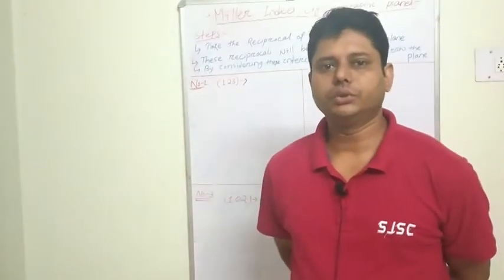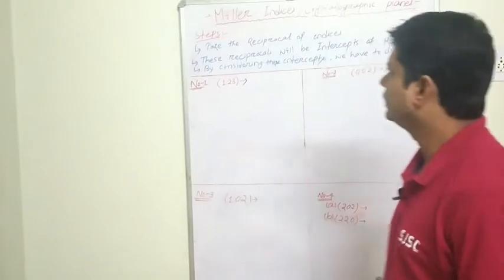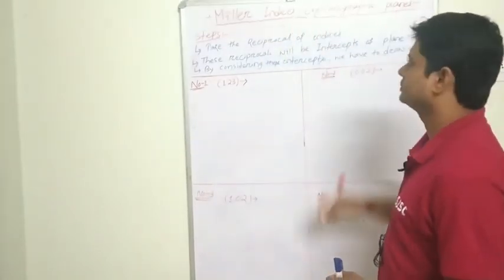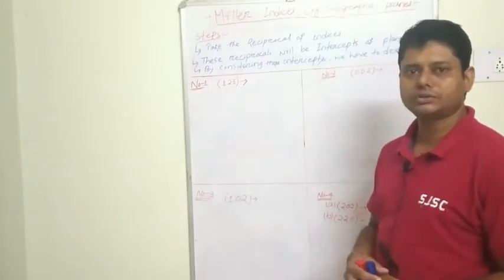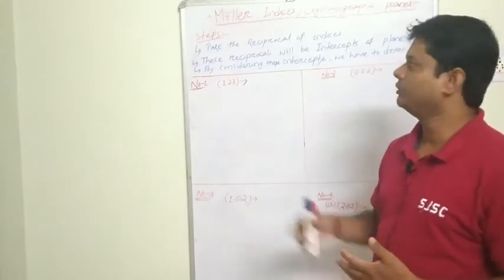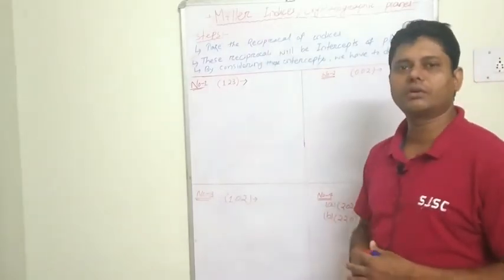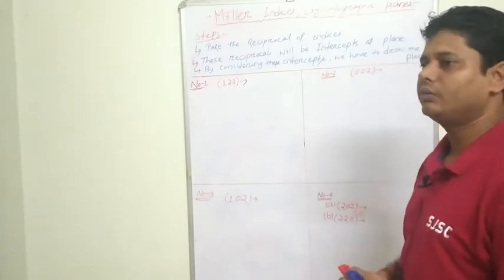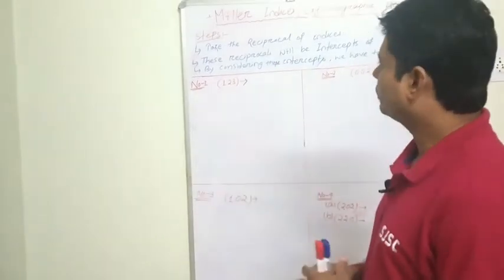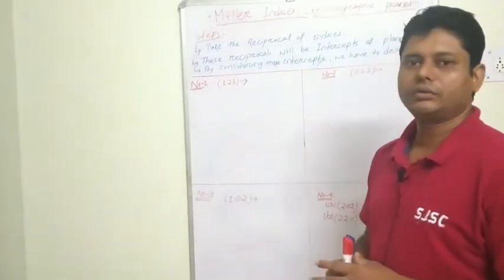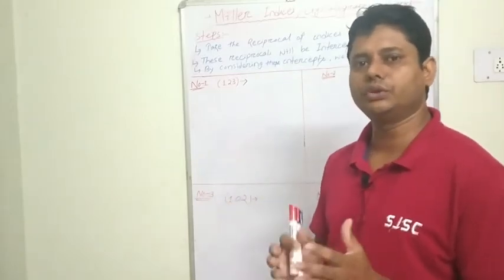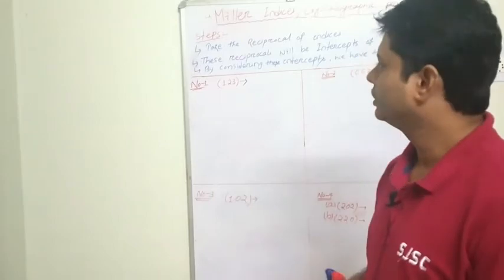In our last two videos, we discussed Miller indices or crystallographic planes. How to draw the crystallographic planes, or how to find the Miller indices from a crystallographic plane or lattice plane, we discussed in detail in those two videos. Today we are going to try to solve the questions that I gave in video 1 and video 2 for your practice.